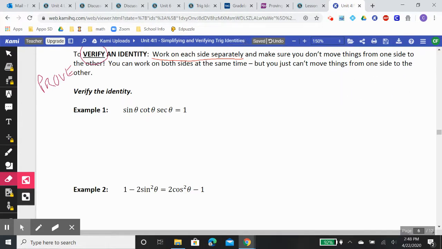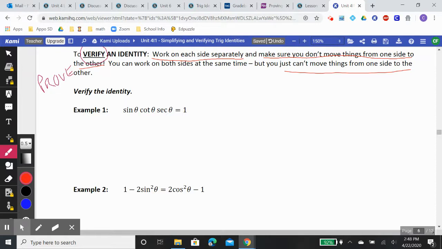Okay. And as it says here, make sure you don't move things from one side to the other. Okay. Don't do that. You can work on both sides at the same time, but you just can't move things from one side to the other. Okay. Very, very important. Now, it doesn't say in the directions, but the one video talks about this. Usually you want to pick the side that looks more challenging. Okay, because it's going to be easier to go from a more challenging side to the easier side than it is the other way around.